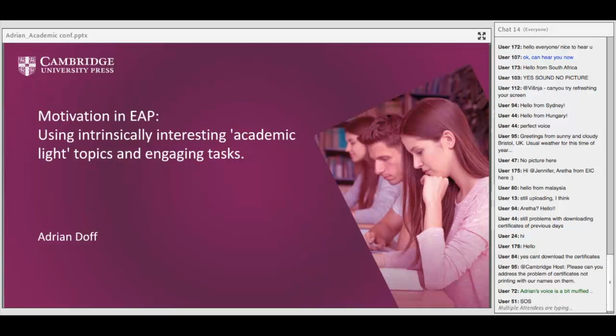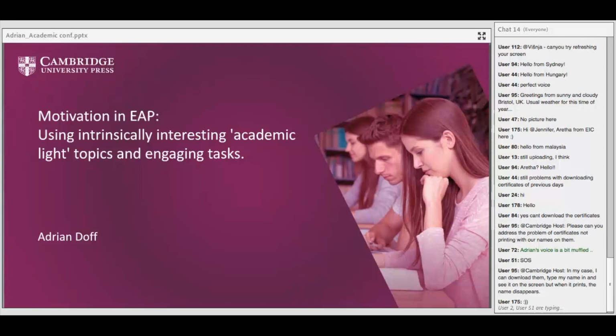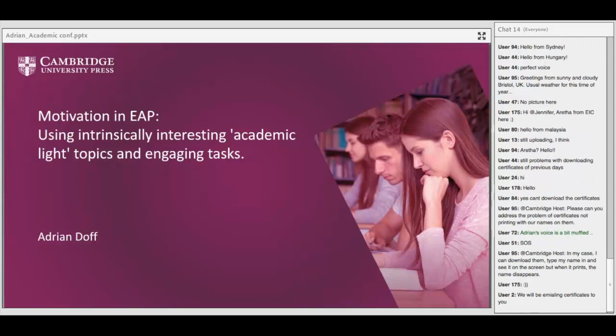Okay, so a good starting point for this, I think, is to look at some of the differences between general English and EAP. And in the literature of EAP, quite a lot is made of these differences, I think partly as a way of defining EAP and defining what it is in contrast to general English. I'd just like to look at 3 of these differences, which seem to me to be particularly relevant to what we're talking about in this session.